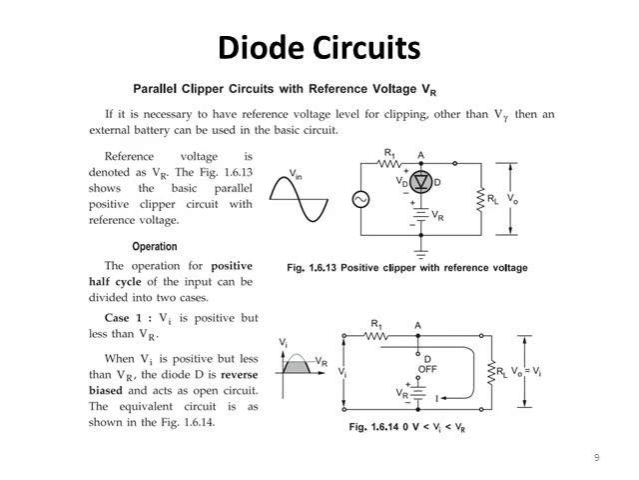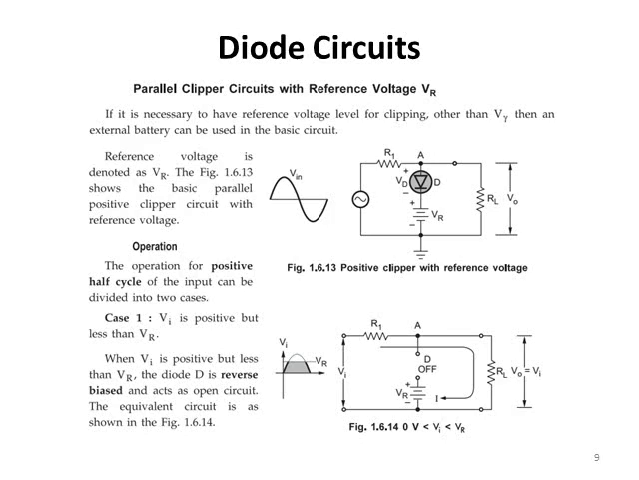Next we shall see what happens when there is a reference voltage. So if it is necessary to have a reference voltage level of clipping other than V gamma, then we can use an external battery. The reference voltage is denoted as VR. The figure shows the basic parallel positive clipper with the reference voltage.